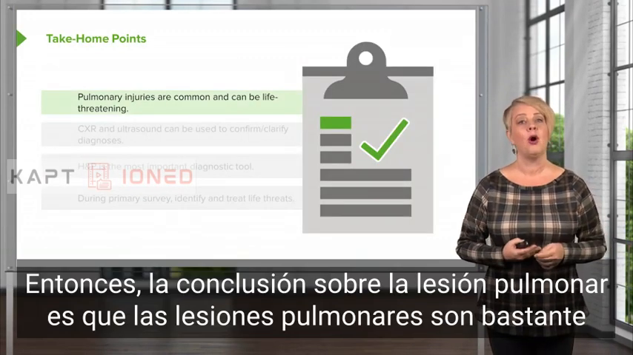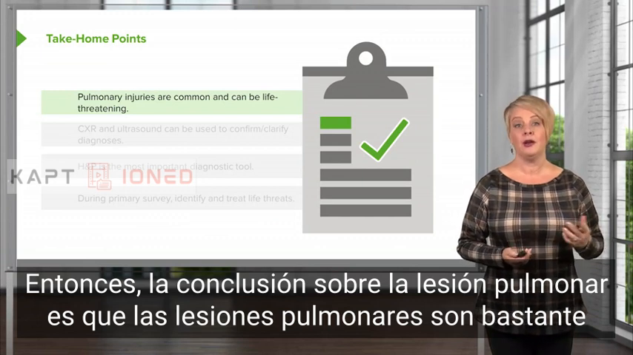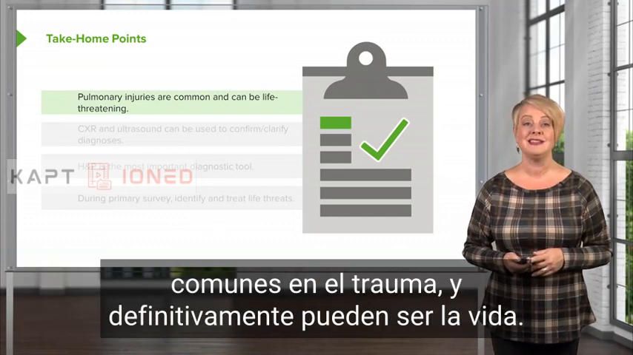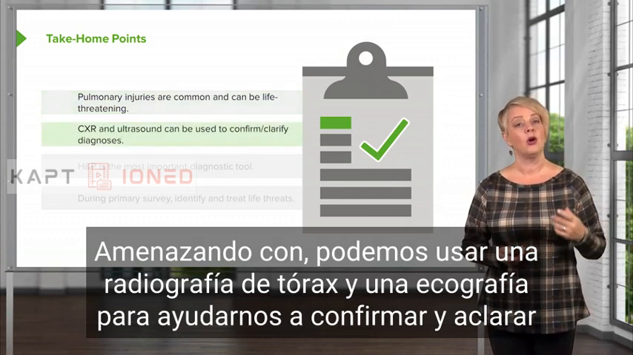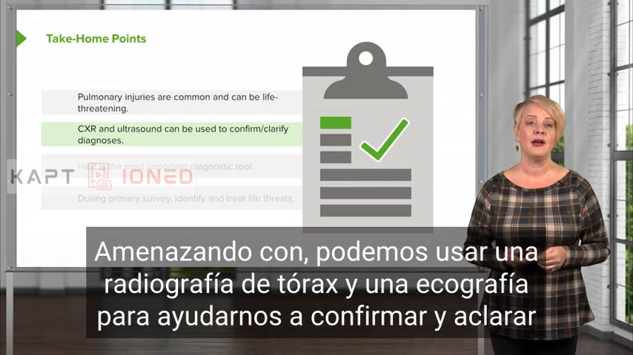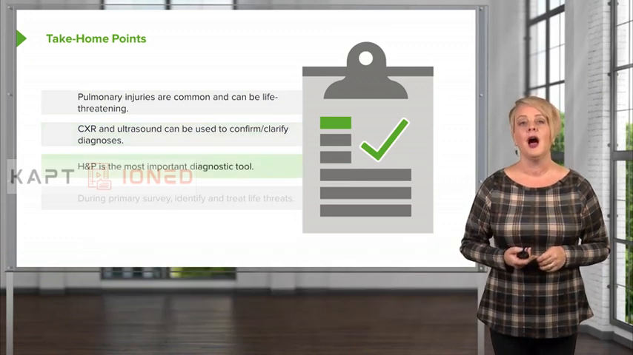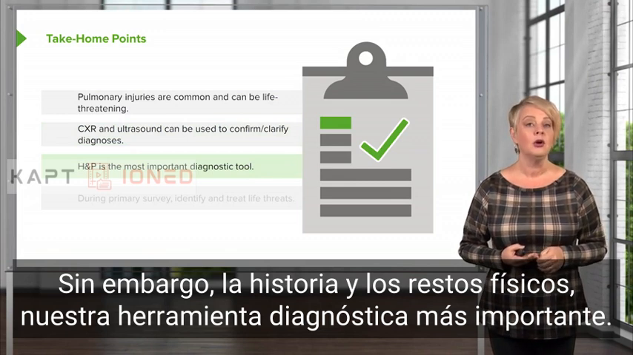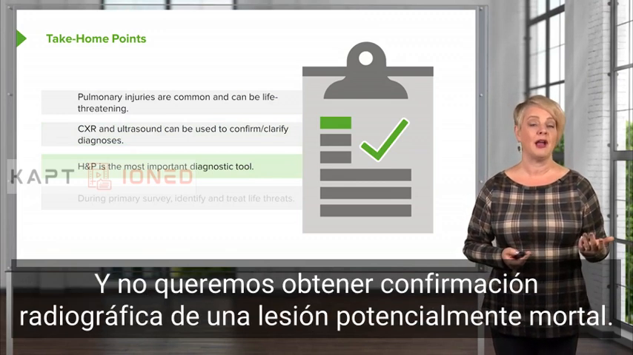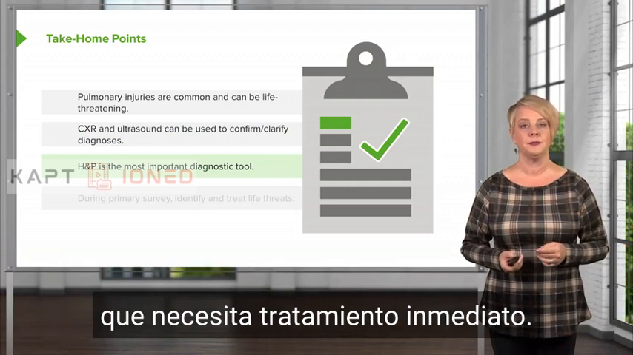So the bottom line on pulmonary injury is, one, that pulmonary injuries are quite common in trauma and they can definitely be life-threatening. Two, we can use chest X-ray and ultrasound to help us confirm and clarify our diagnoses. However, history and physical remains our most important diagnostic tool, and we don't want to wait for radiographic confirmation of a life-threatening injury that needs immediate treatment.